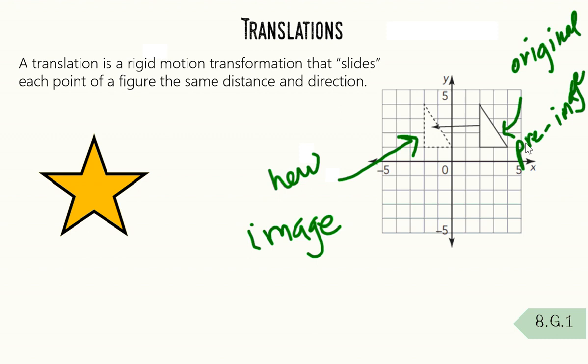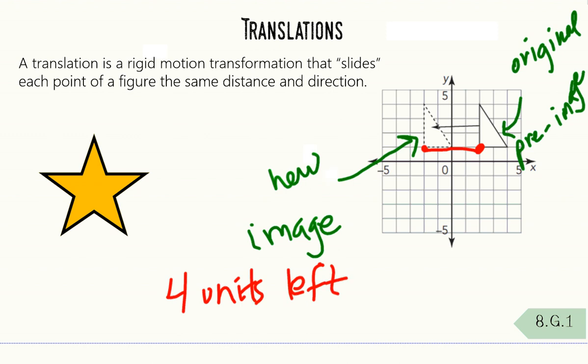So for a translation, we've got our image sliding, and each point of the figure is moving the same distance and the same direction. So in this example, if I take a look at this point right here that I'll mark with a red dot, and I find the corresponding point on my new shape, I should be able to count how far this has moved. It looks like it has moved 1, 2, 3, 4 units to the left. So for this translation, I could say that I translated my shape 4 units to the left.